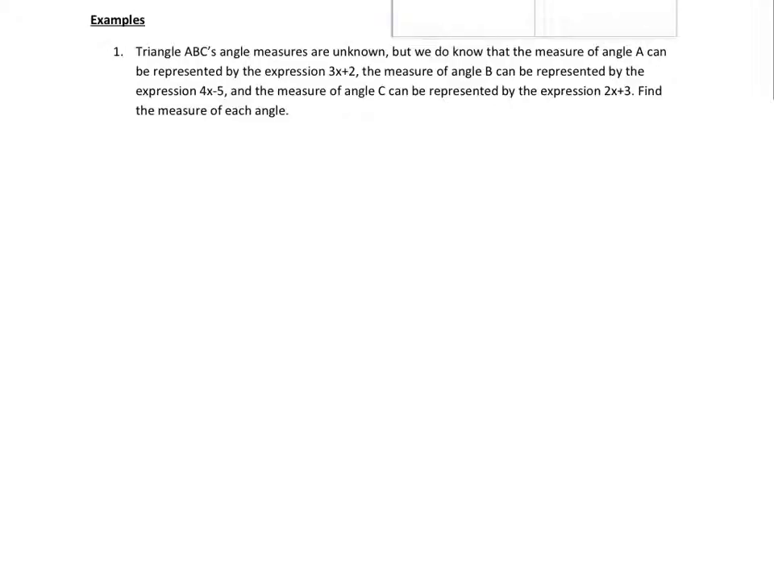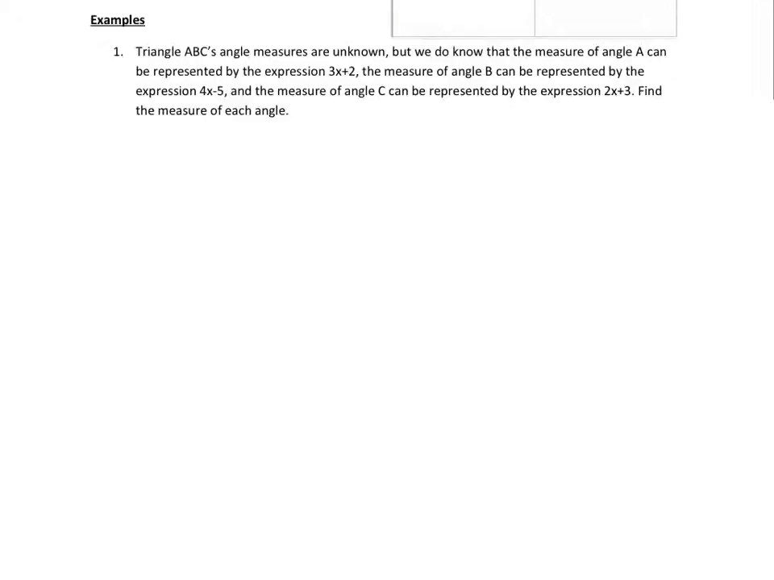Triangle ABC's angle measures are unknown, but we do know that the measure of angle A can be represented by the expression 3x plus 2. The measure of angle B can be represented by the expression 4x minus 5, and the measure of angle C can be represented by the expression 2x plus 3. Find the measure of each angle.